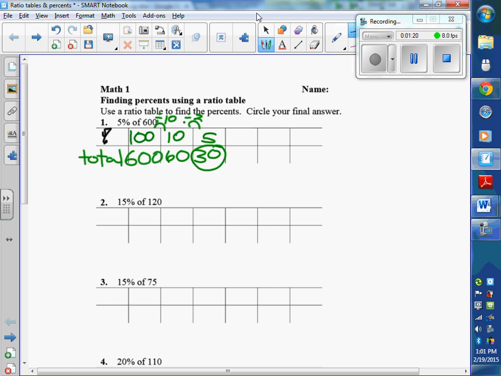So when you do your work, good job, Ava, you should also write out your answer. 5% of 600 is 30. Because sometimes when you use a table, you get all these numbers and you don't even know what your answer is. So make sure you write your answer out.